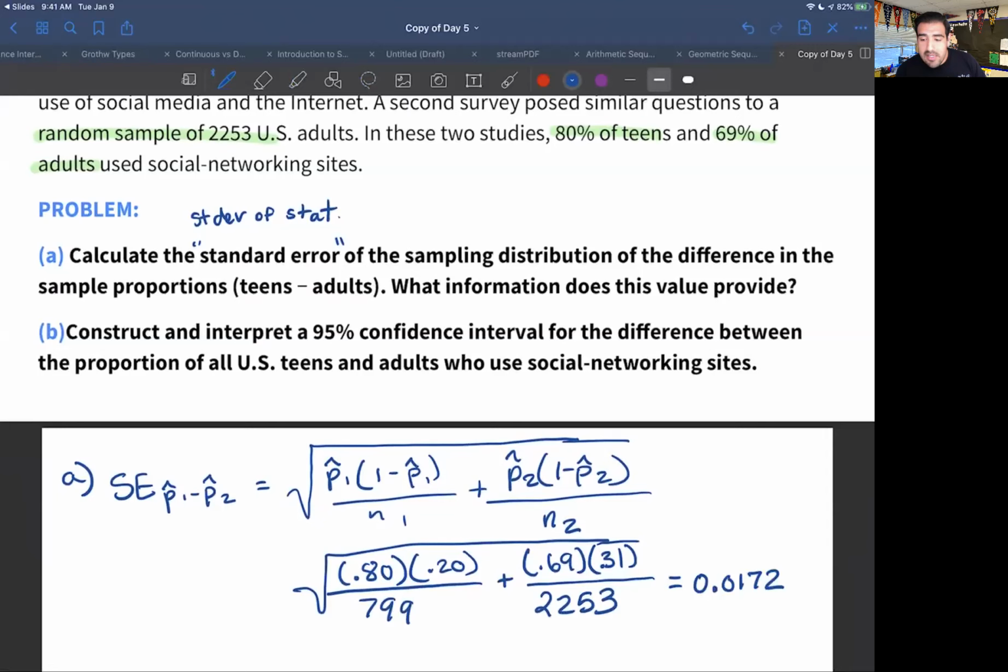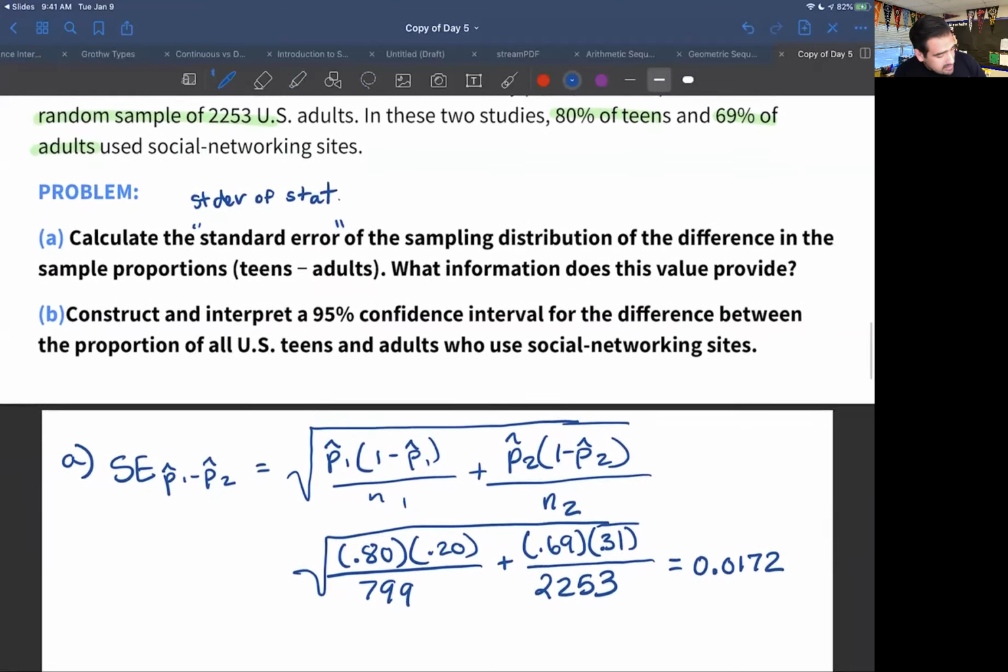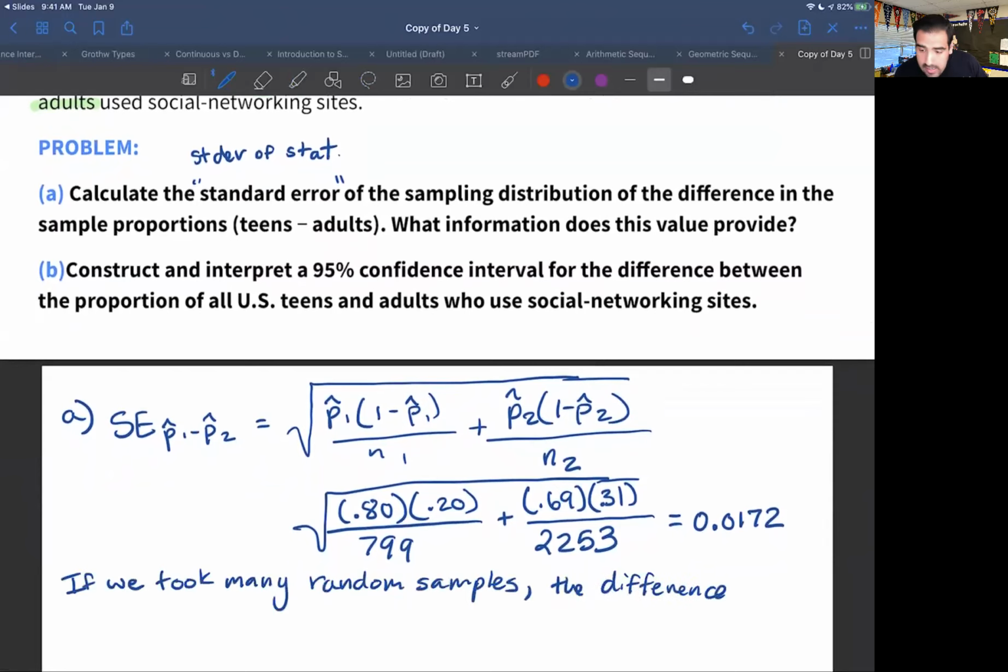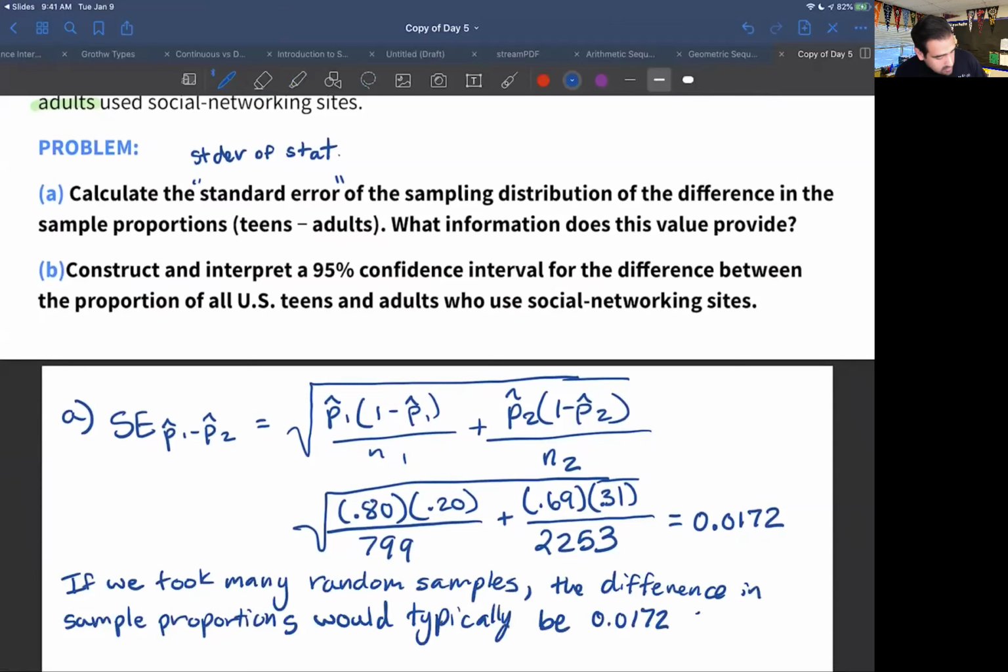So what information does this provide? If we were to take many random samples, the difference in sample proportions would typically be 0.0172 from the true difference.